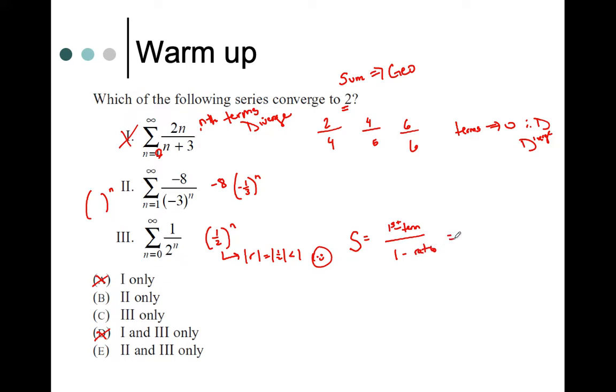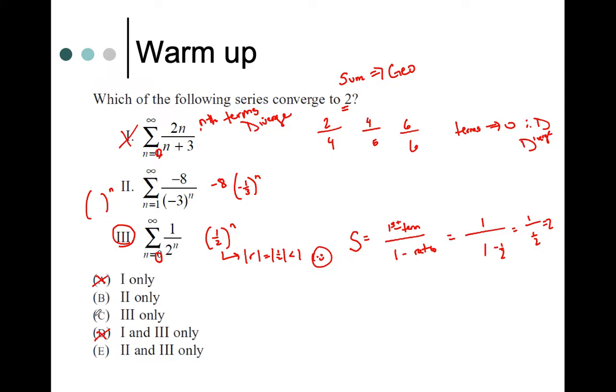So what do I have here? 1 minus a half, and what is my first term? Plug in 0: 1 over 2 to the 0, 2 to the 0 is 1, 1 over 1 is 1. And then I think you can see that this is indeed 2, right? Because 1 minus a half is a half, 1 divided by a half is 2. So certainly 3 is good to go.